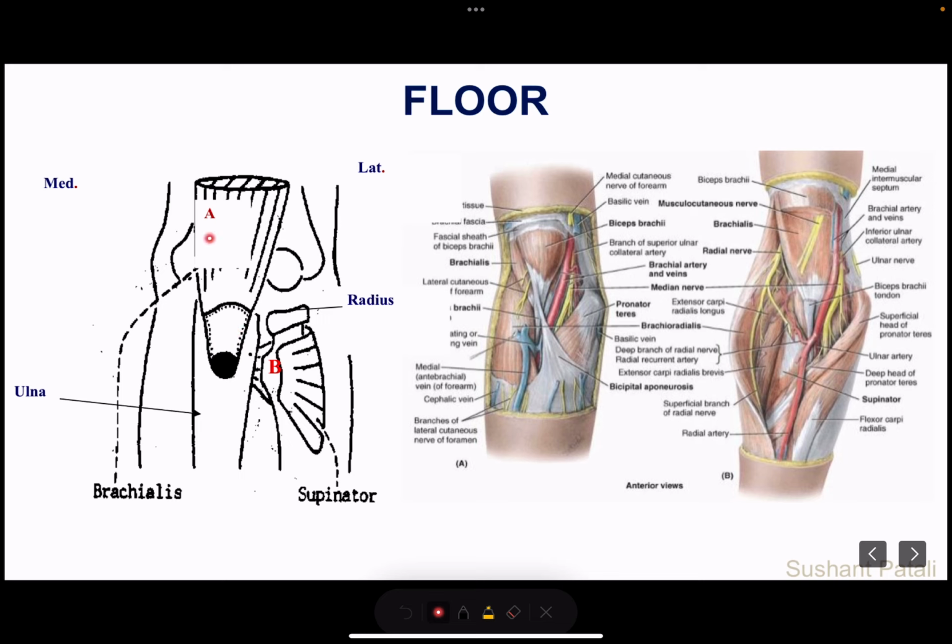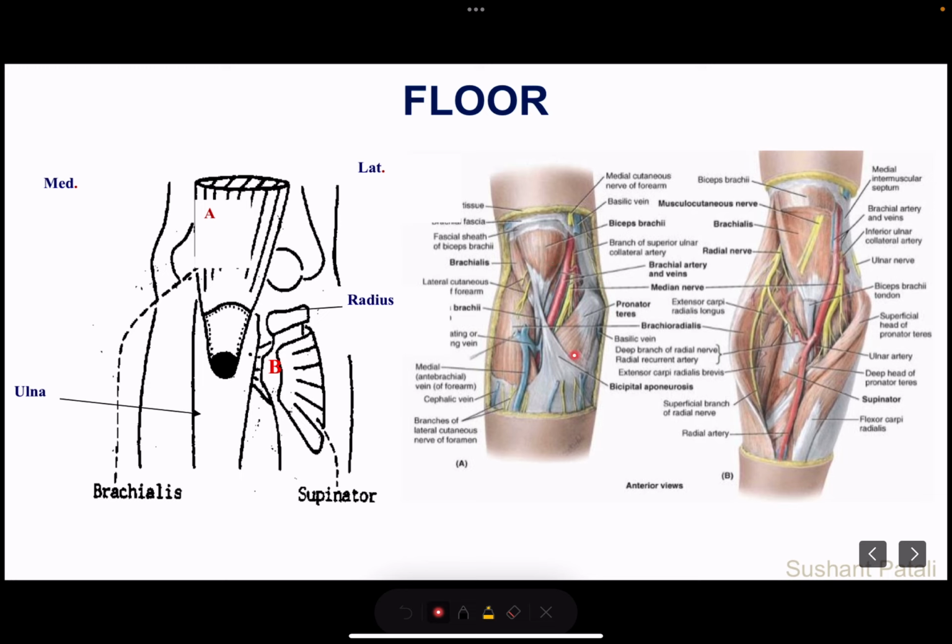So in the upper and medial part, you can see the lateral epicondyle, the capitulum, the trochlea, and here the medial epicondyle. So above and medially the floor is formed by the brachialis muscle, and below and laterally it is formed by the supinator muscle. All right, so this can be seen better here.